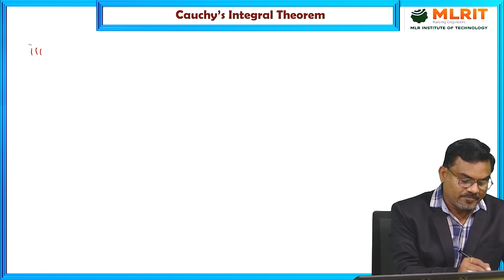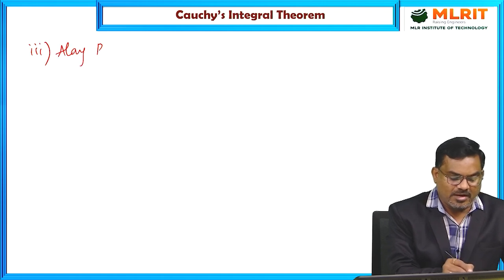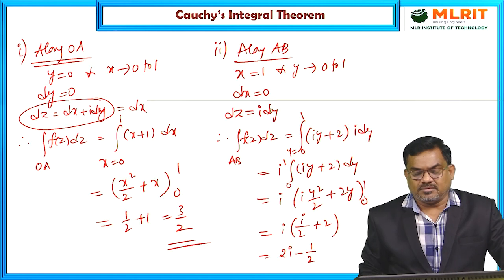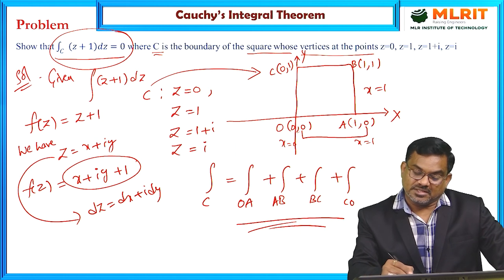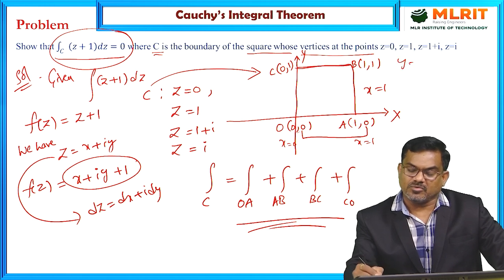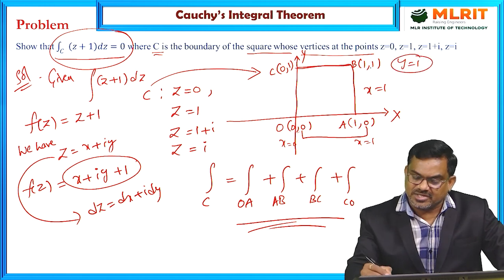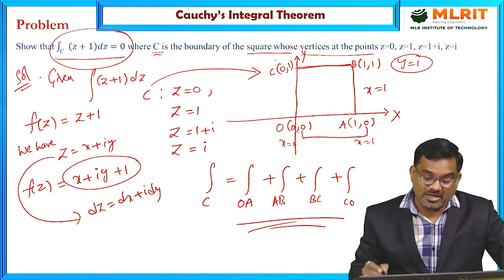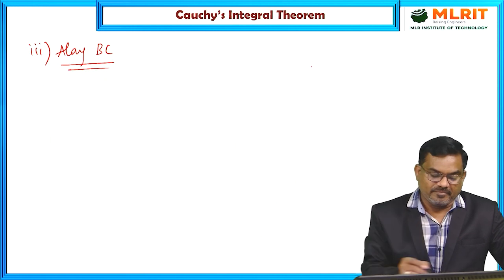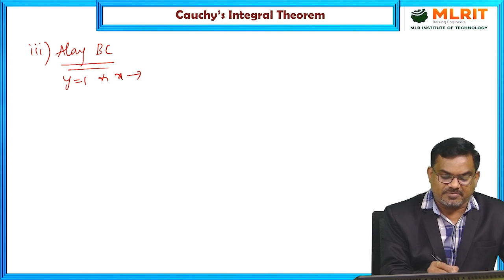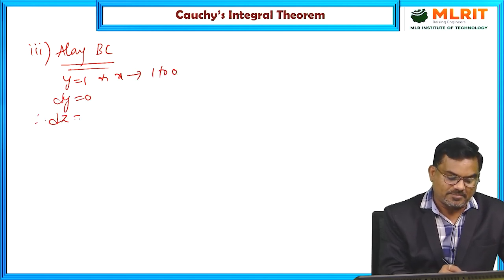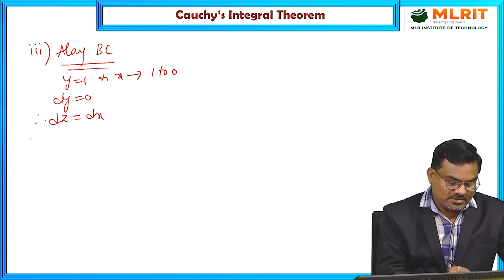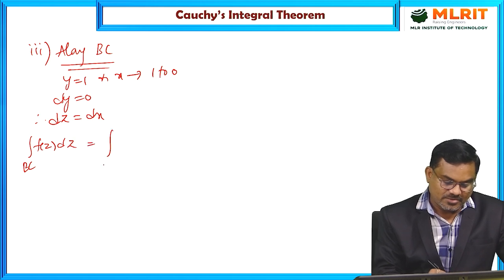Now the third one, along BC. Now along BC, here it is very clear that this line y equal to 1 is fixed one and x is changing from 1 to 0. So along BC, y equal to 1, and x changes from 1 to 0. If y is 1, dy is 0. Therefore, dz becomes only dx and integral along BC f of z dz is equal to integral over x from 1 to 0.